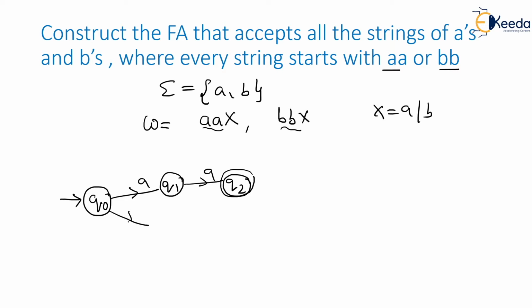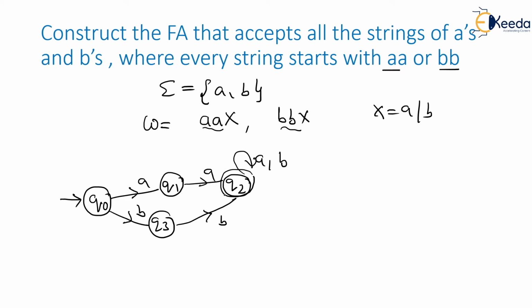The next one, if it starts with B, this is Q3. Q3 on B, I'm connecting to the same accepting state. The reason: it must start with AA or BB, so after that it can have any number of A's followed by any number of B's, right? You have to carefully observe. It is saying that you must start with AA or BB only. I'm not talking about the ending.